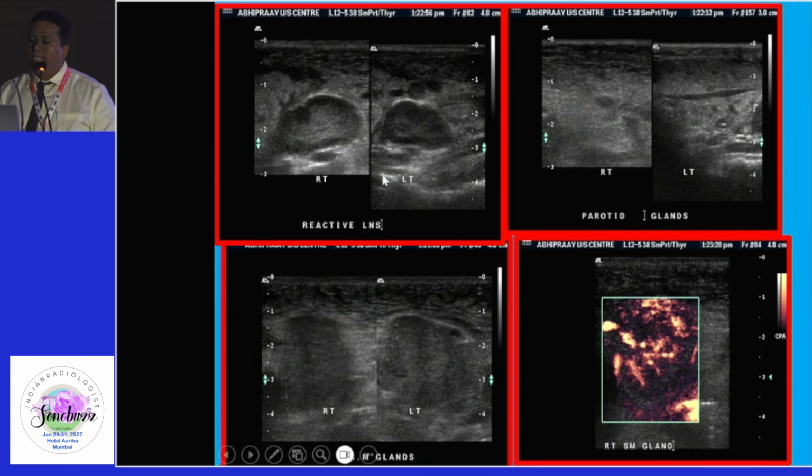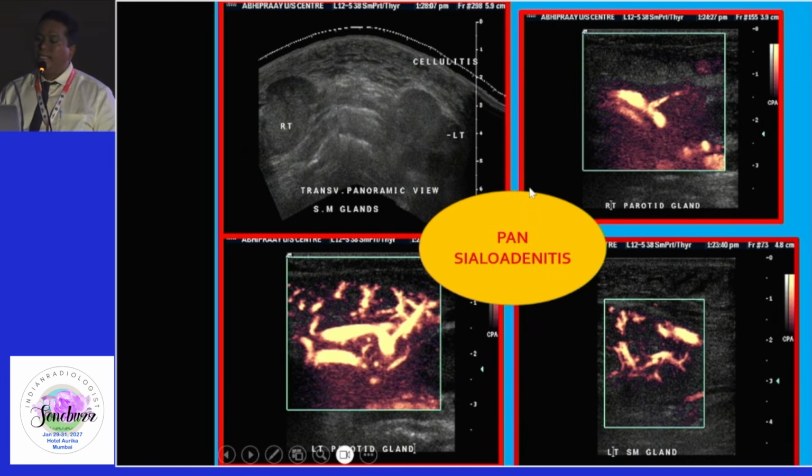Sometimes the sialadenitis can inflame and involve all the glands. So see this case, reactive lymph nodes, the parotid glands were enlarged, the submandibular glands were enlarged. Putting on power Doppler, we can see that there was so much vascularity in the enlarged bilateral glands with some cellulitis developed within, and this is nothing but pan-sialadenitis. So all the glands are getting involved, patient presenting with pain, fever, you can clinch a diagnosis of pan-sialadenitis.